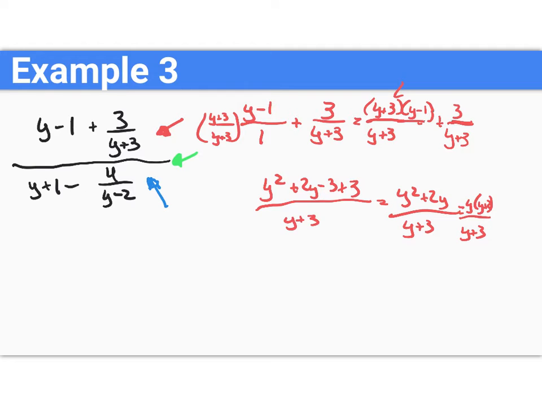Sorry that got a little small. I'm running out of space, and that's a problem I always run into being left-handed. All right, so the top simplified is y times the quantity y plus 2 all over y plus 3. Okay, so now that's the top. Let's deal with the bottom.